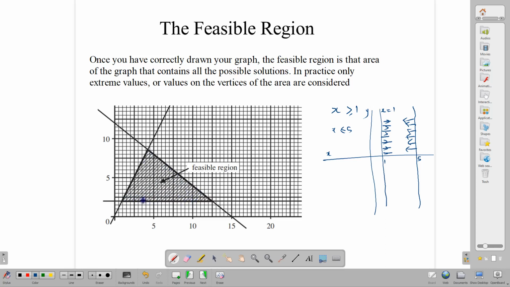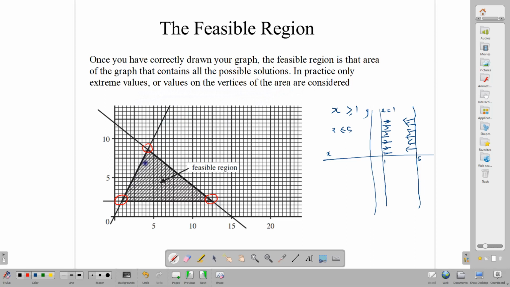However, in practice, we do not consider all the possible solutions to be viable. What we look at are solutions on the outside. That is, we look at the vertices of the region. And so this region being triangular would have 3 vertices. And so in order to decide whether we want to optimize, to minimize, to maximize, we would look at the values on the outside. So in practice, only the extreme values or the values on the vertices are considered.